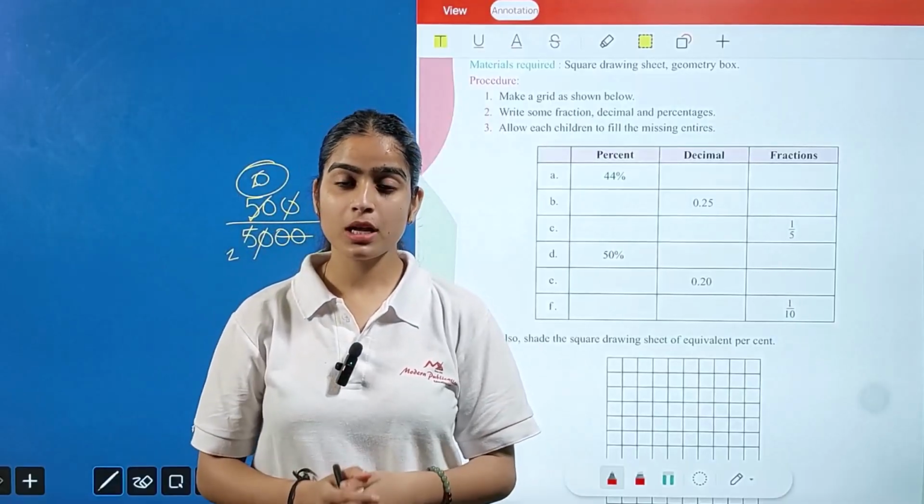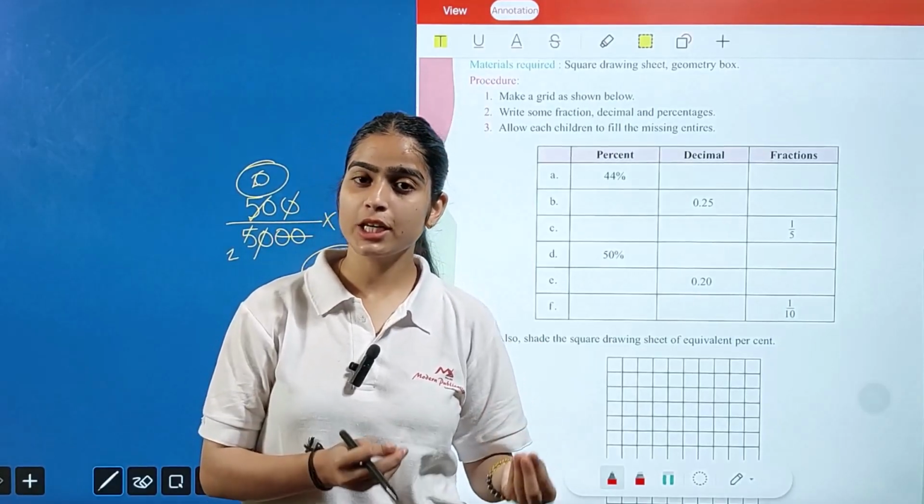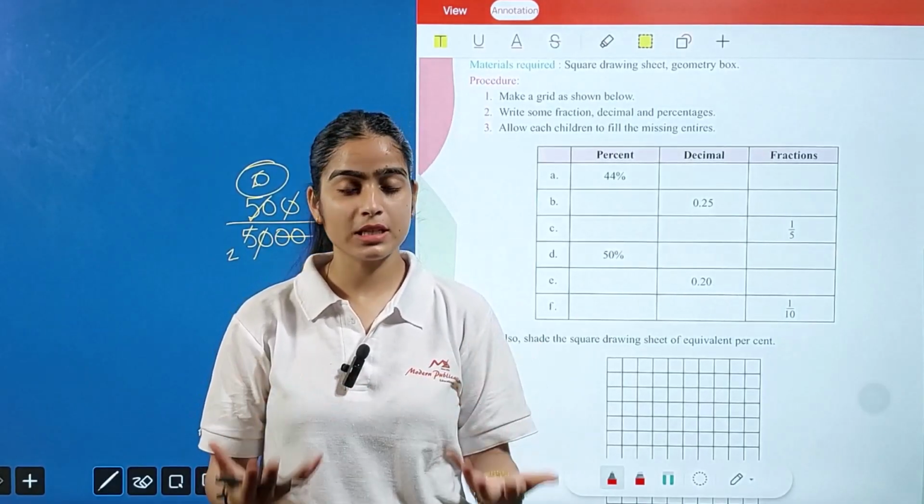I hope so, students, you understood it very well, and now you can easily convert any number, fraction, or decimal into percentage as well.